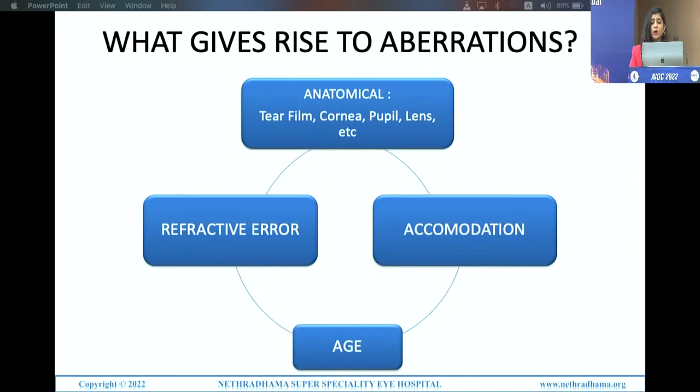So now coming to what gives rise to these aberrations. Any optical system which has imperfections will give rise to aberrations, and in our eye they can either be anatomical because of the tear film, our cornea, our pupils, our lens, vitreous, etc., any of the media. It can also be because of refractive errors, age, and the patient accommodating.